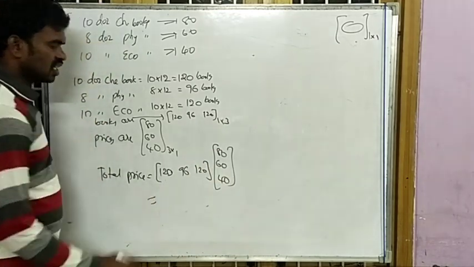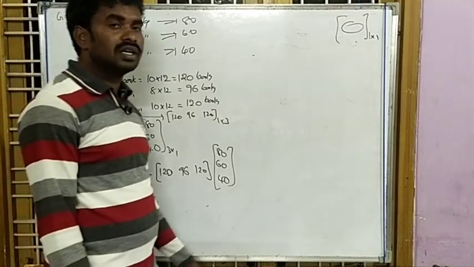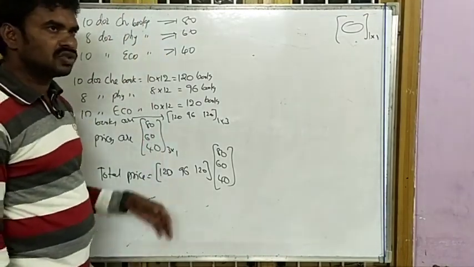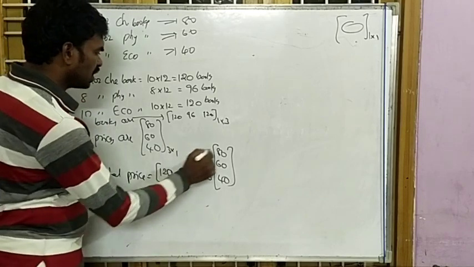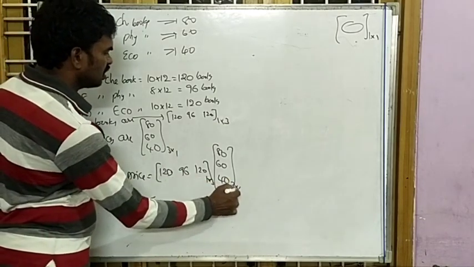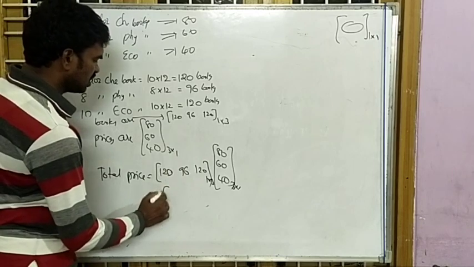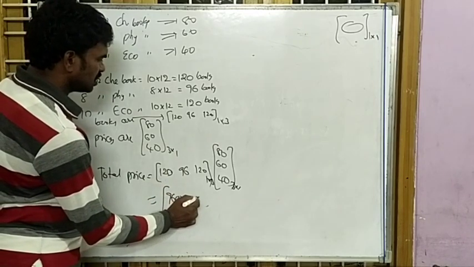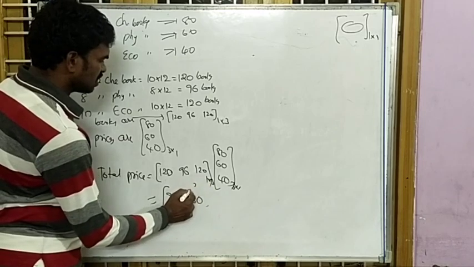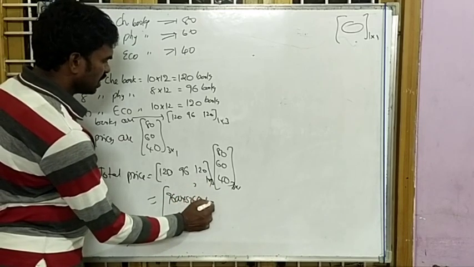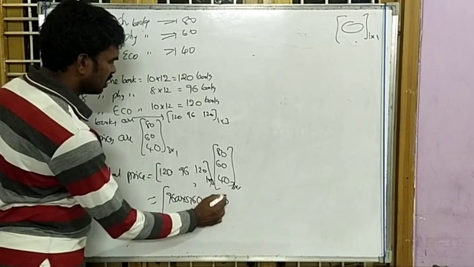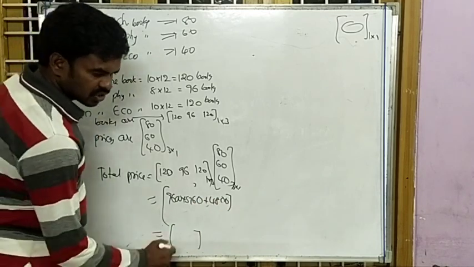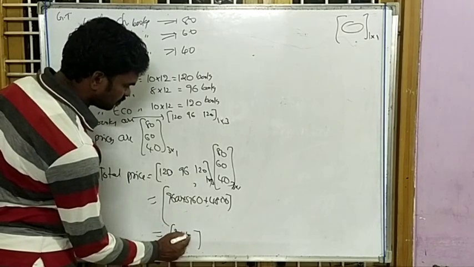Actually, properties of determinants is completed. One question was left, which I just remembered. 1 by 3 into 3 by 1, the 3s cancel, giving 1 by 1. 120 into 80 is 9600, plus 96 into 60, which is 5760, plus 120 into 40, which is 4800. You find the total, and you get the answer, that is 20,160.